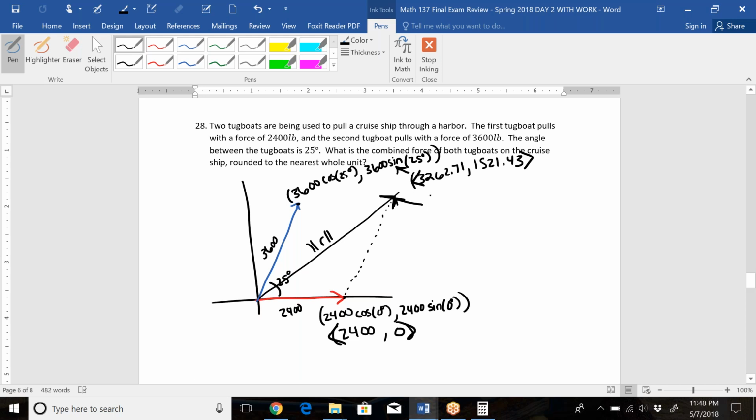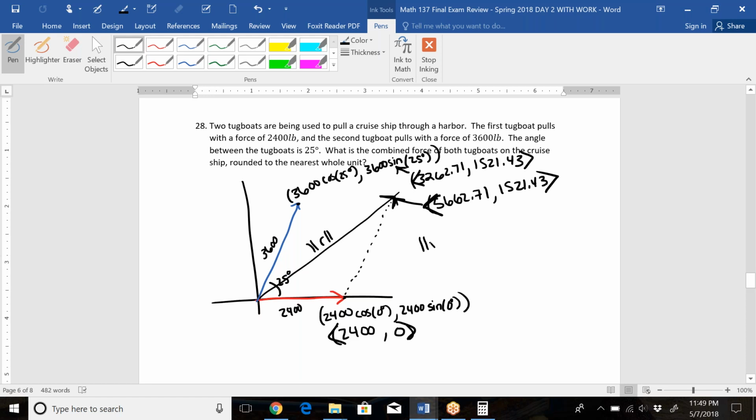So this would be adding 2,400 to that. That's going to be 5662.71. This will stay the same because this is 0 plus that. Let me double check that I did that right. 5 and then 6 and then everything else is the same.